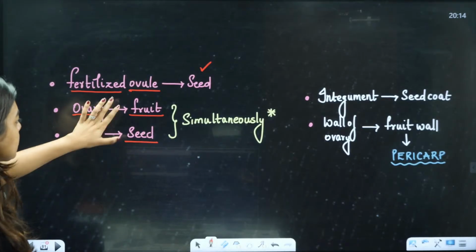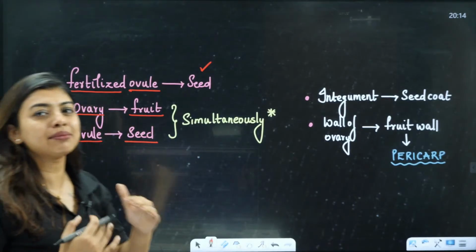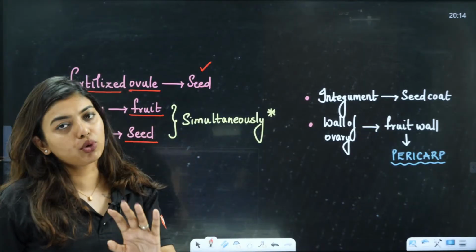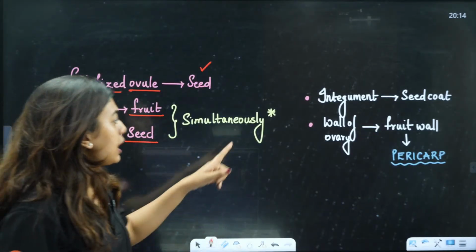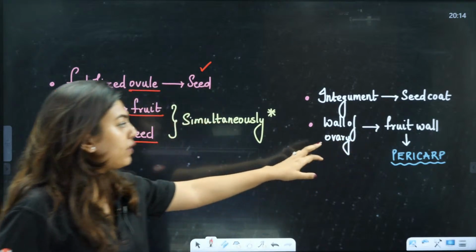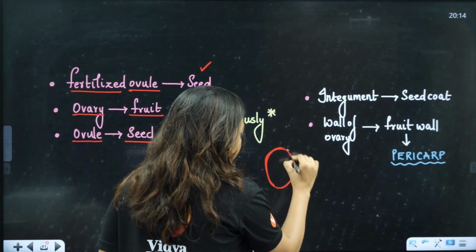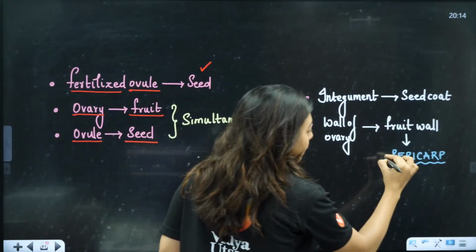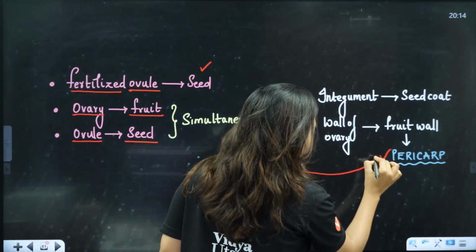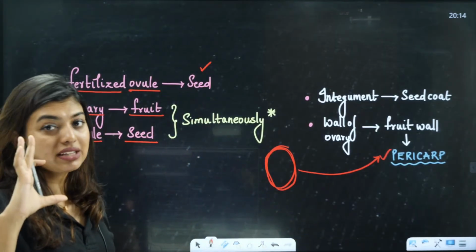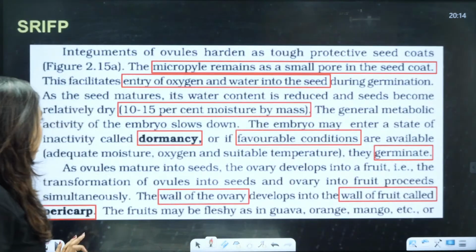So fruit formation and seed formation happen simultaneously. Not first the fruit and then the seed; both happen together. Now, the integument forms the seed coat, and the ovary wall forms the pericarp. This you would have studied in Morphology of Flowering Plants in class 11th. So pericarp formation will happen.